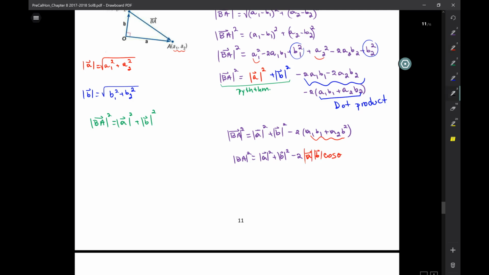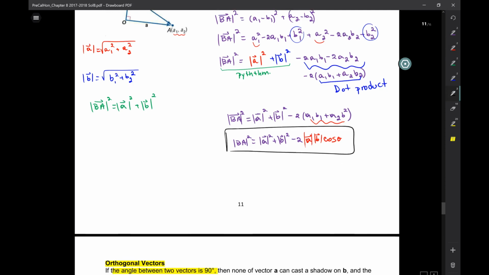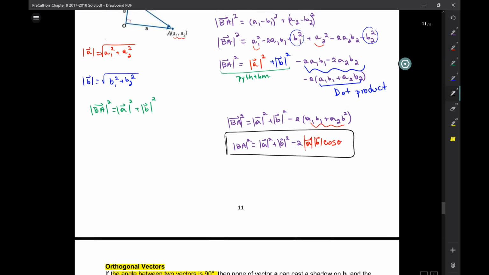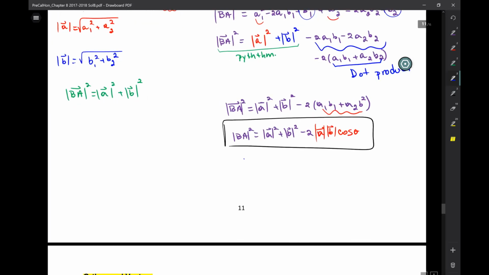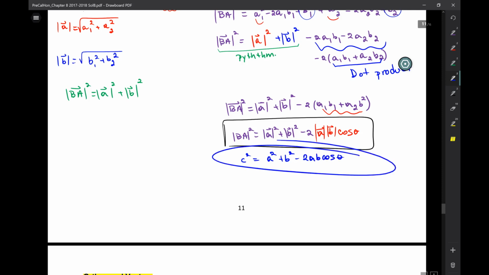Guess what this is, guys? It is math heaven, but why is it math heaven? No, it's not B squared. It's magnitude of B cosine theta. What is it? It's the law of cosines, guys. This is the law of cosines. C squared is equal to A squared plus B squared minus 2AB cosine of theta. There you have it.